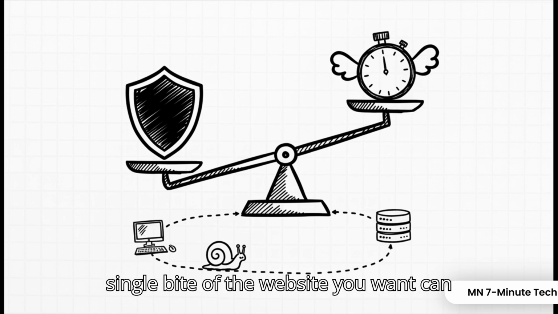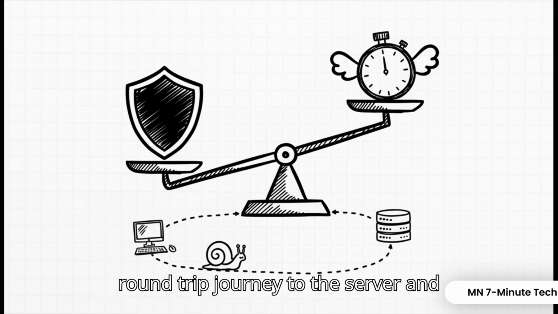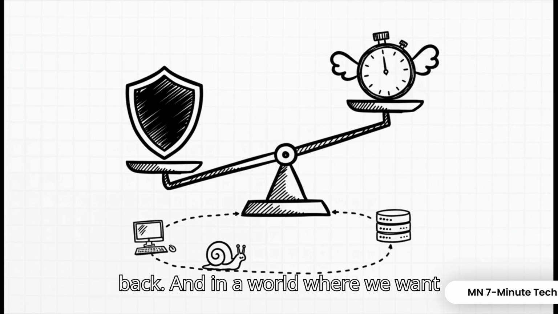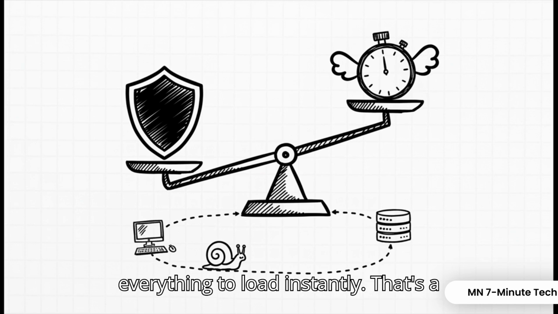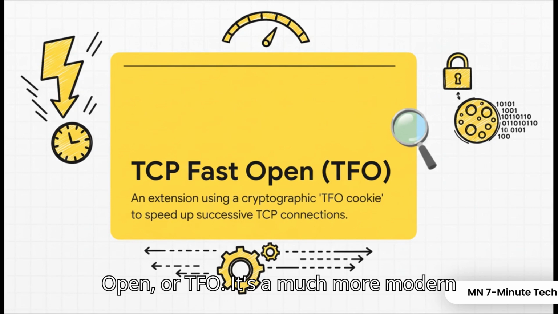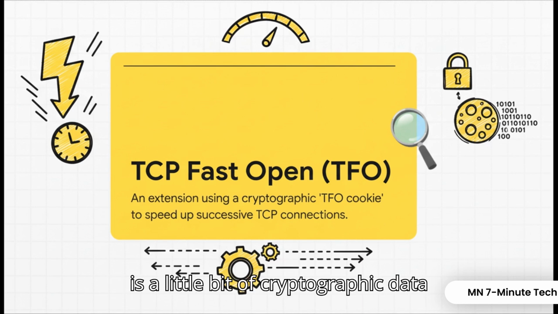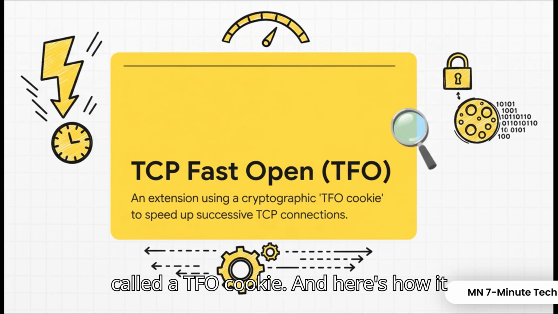Before even a single byte of the website you want can be sent, your computer has to do a full round-trip journey to the server and back. And in a world where we want everything to load instantly, that's a pretty big bottleneck. So enter TCP Fast Open, or TFO. It's a much more modern extension designed specifically to slash that initial delay. And the secret sauce is a little bit of cryptographic data called a TFO cookie.